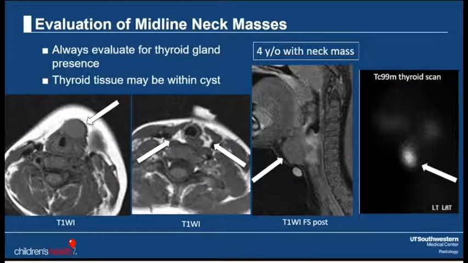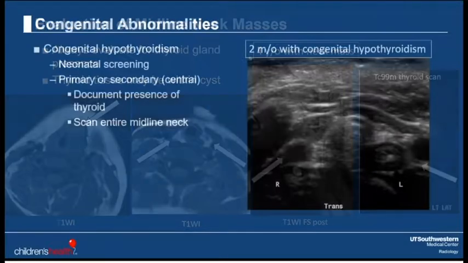There's no thyroid gland within the thyroid bed on the more inferiorly located T1 weighted image. And here, after contrast administration, we see that there's some mild enhancement. This was thought to represent ectopic thyroid, possibly within a thyroglossal duct remnant. The thyroid technetium scan demonstrated uptake, and this turned out to be pathologically ectopic thyroid tissue. And this child went on to thyroid supplemental medication.